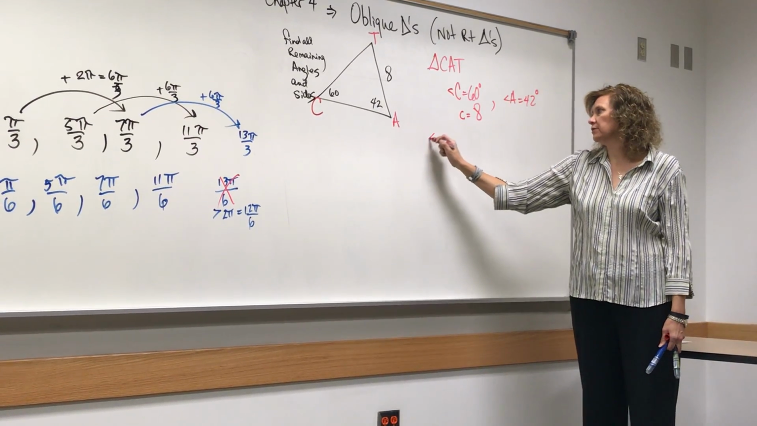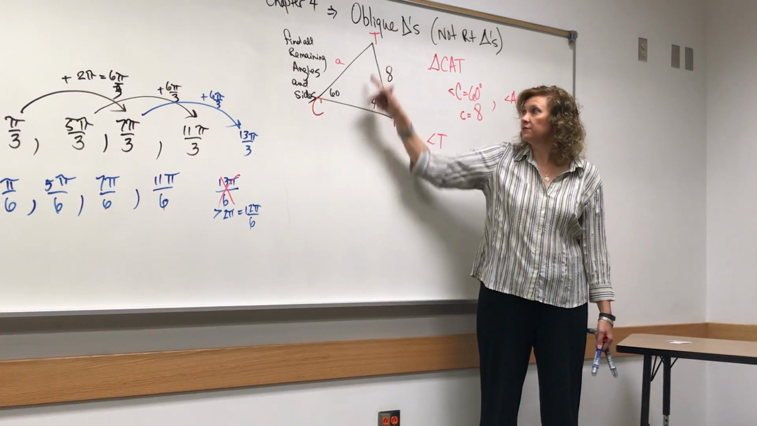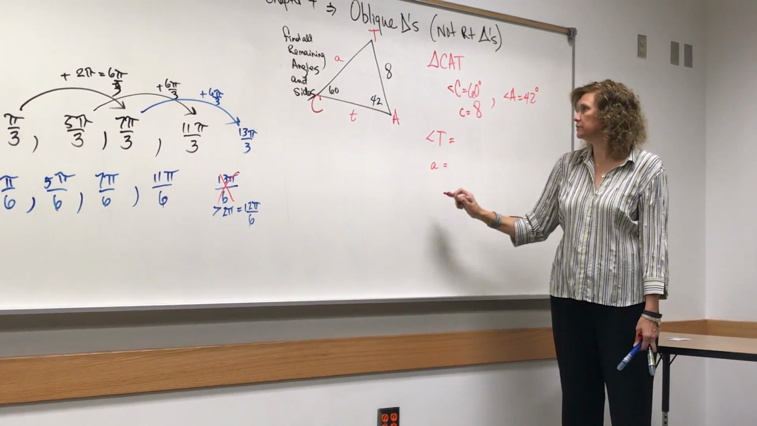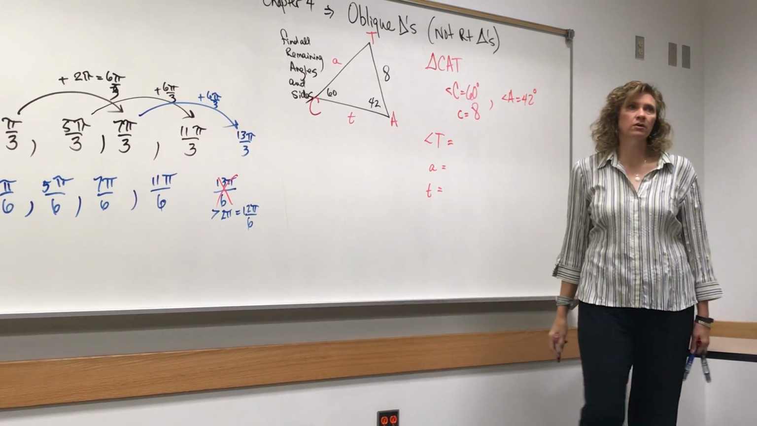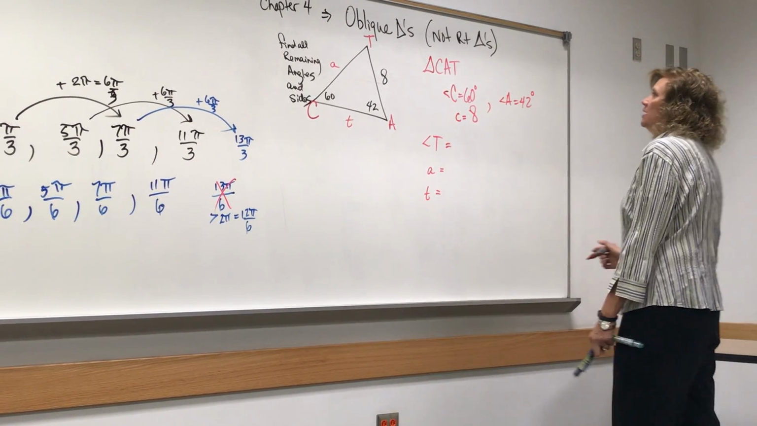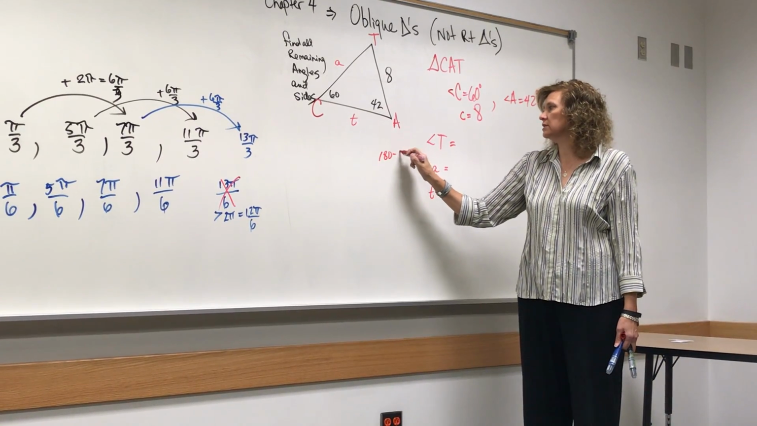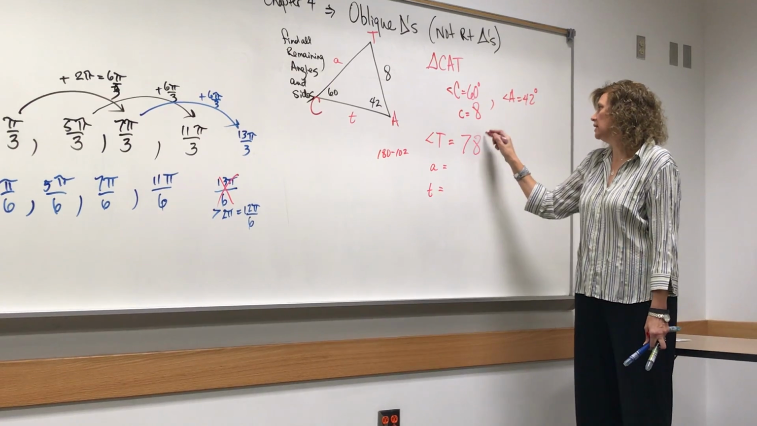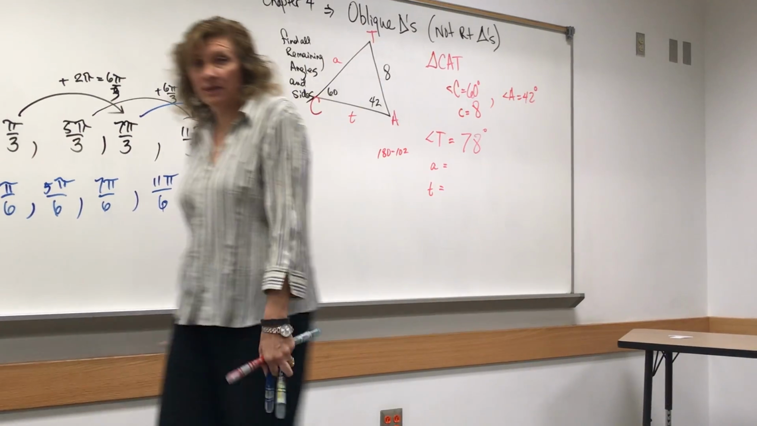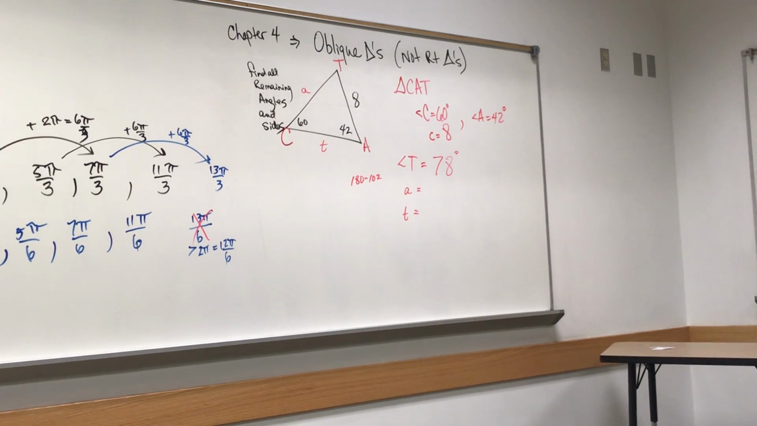All right, so we need to figure out angle T, side A, and side T. Which one's the easiest to find? Angle T. How are we going to find angle T? All the angles in a triangle have to add up to 180, so we add these up and we get 102. That means we take 180 minus 102, and you end up with 78 degrees. Yay!